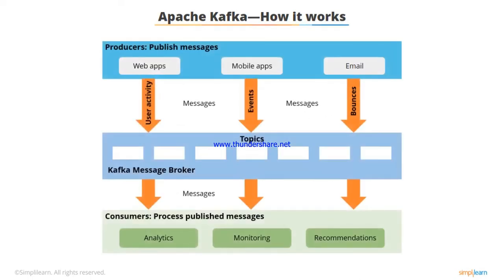Kafka categorizes feed of messages into topics. Messages are published to topics. There are processes that publish the messages to a Kafka topic. These are called producers. Producers are often web servers or mobile applications. The messages they send might be log information, such as which user clicked which link at what time.